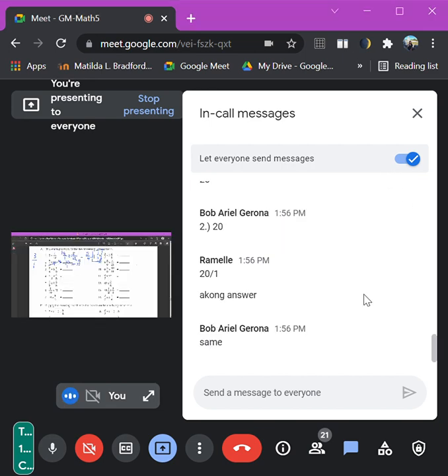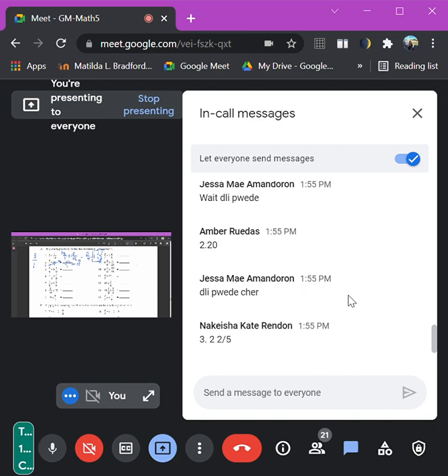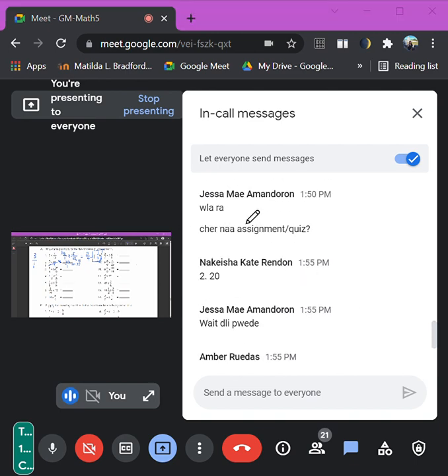Very good. The answer is correct. Okay, good job. And for number 3, we have here 3/4 times 3 and 1/5. So, what will happen to our 3 and 1/5? Make it an improper fraction. So, 3 times 5 is 15. Plus 1 is 16. And then, copy the denominator. Class, can anything be canceled?